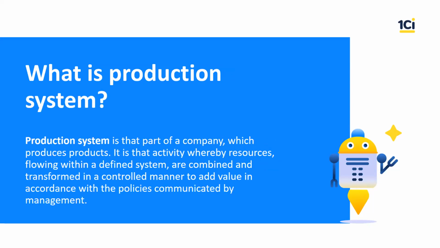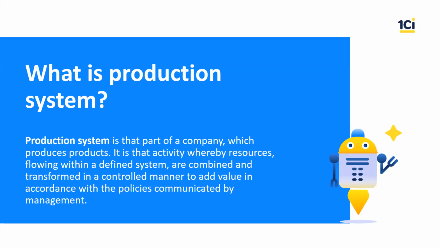And we produce these products within the confines of the production system, and we do it in a systemized and controlled manner. So the production system is the activity where resources flow within a system. They are combined and transformed in a controlled manner to add value in accordance with the policies communicated by the management. So this is the place where automation of production processes may play a significant role.